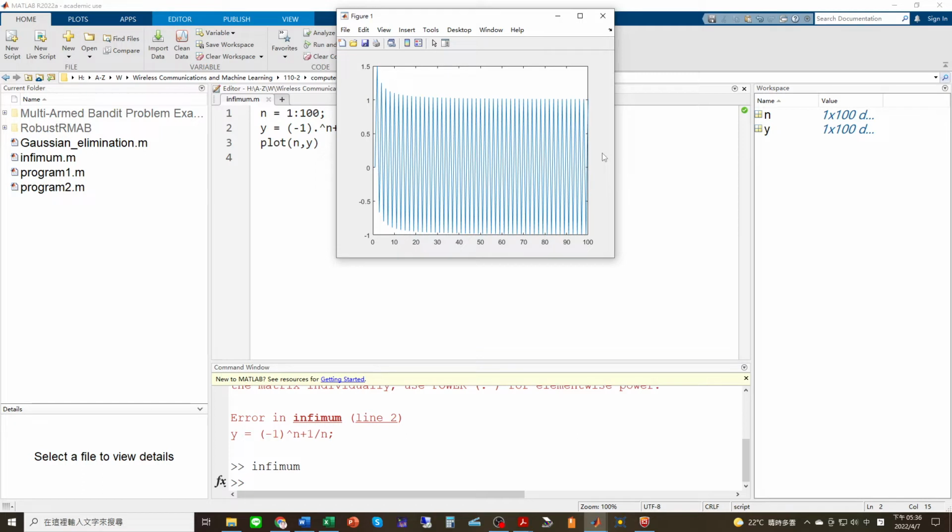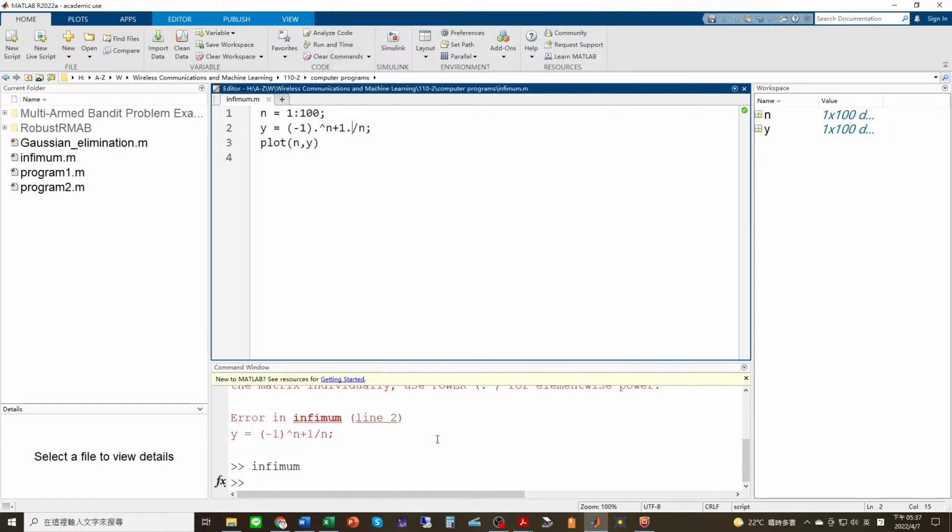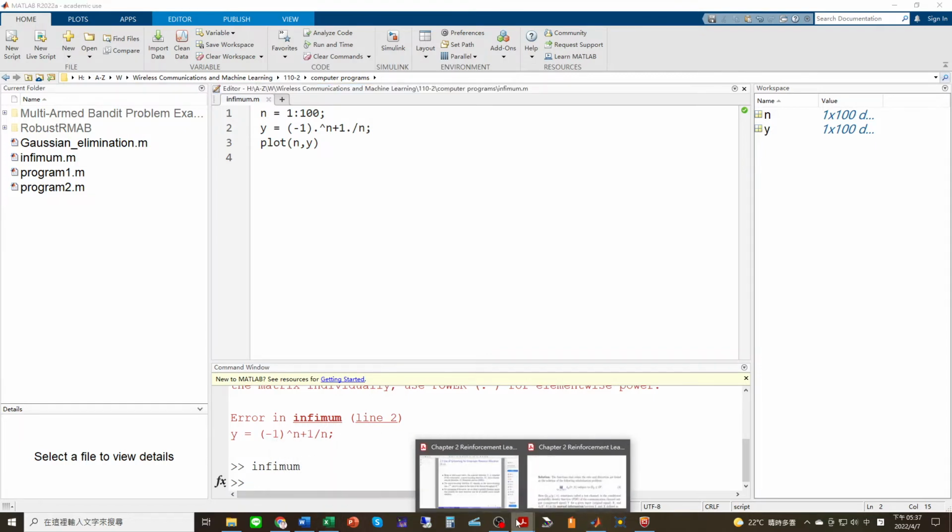So we can see that the infimum is equal to -1 here, because this one decreases to -1, and this one decreases to 1. But we are finding the infimum, which is the greatest lower bound of the set. So the answer should be -1. Good. Let us go back to the handout.